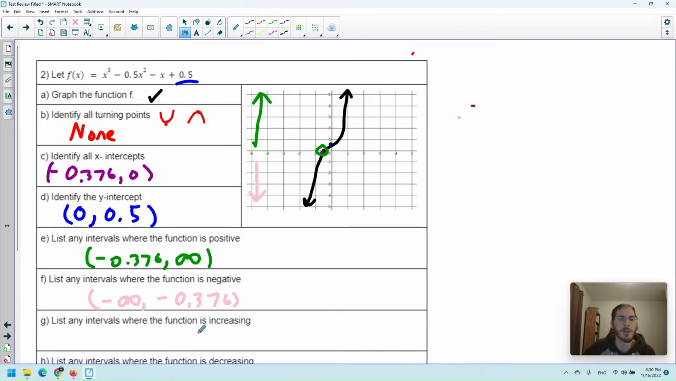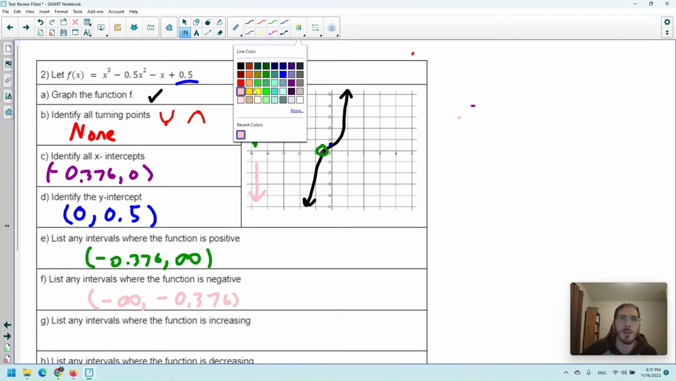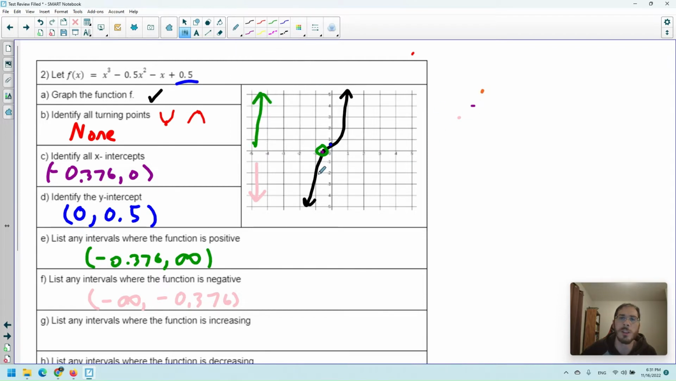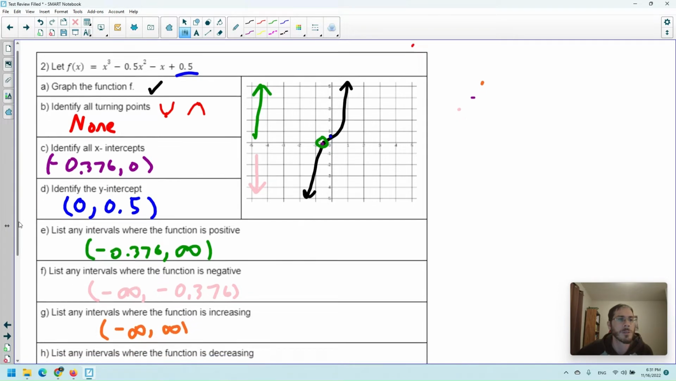All right, list any intervals where the function is increasing. This is kind of interesting because for this one, it turns out that we're actually increasing throughout the whole graph. There's no turning points, and we know we're going up at the end, so we're always increasing. So it's a little bit strange, but negative infinity to infinity is going to be where we're increasing.